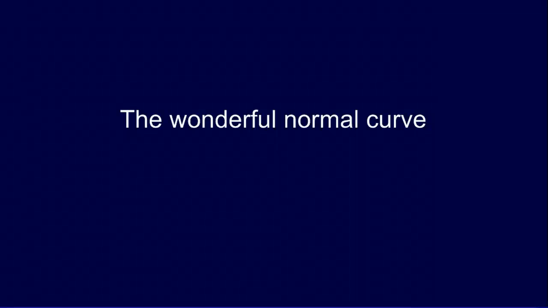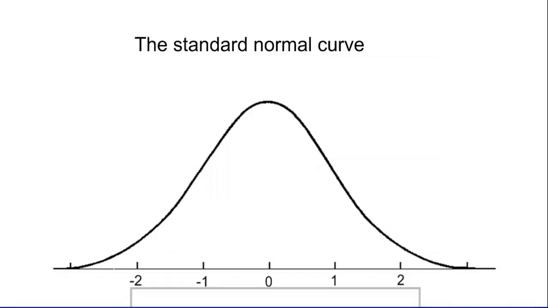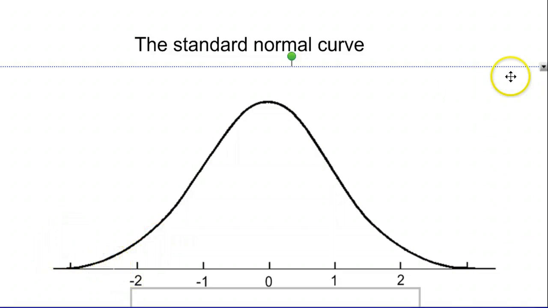Let's look at some properties of the wonderful and always present normal curve. The normal curve looks like this. It's a bell shape where you have this middle part here where a lot of the data is, and then as you go to the high extremes and to the low extremes, the amount of data in those areas trails off.